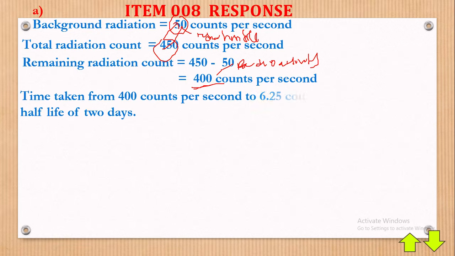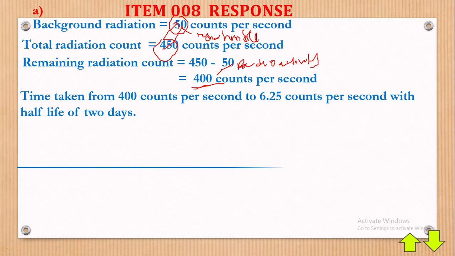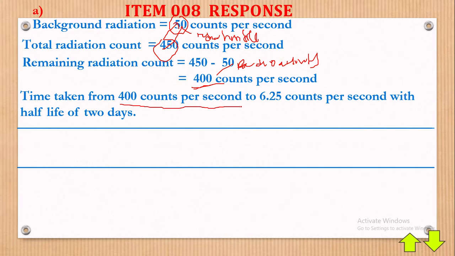Okay, so you're looking for the time taken from 400 counts per second to 6.25 counts per second. That's where they say we stop in the question, with a half-life of 2 days. That's what it means. And now we're getting our table done such that we can get this calculated. I prefer to use a table, but you may not necessarily use a table. I choose to use a table to simplify.